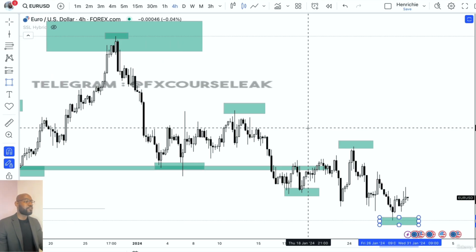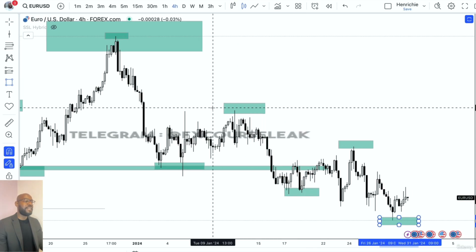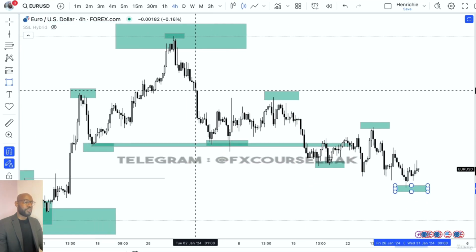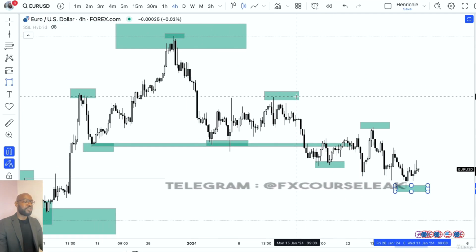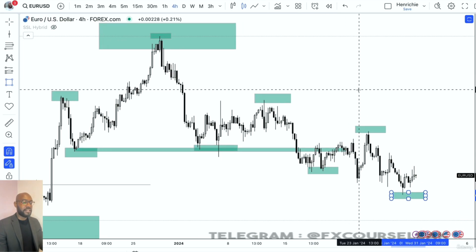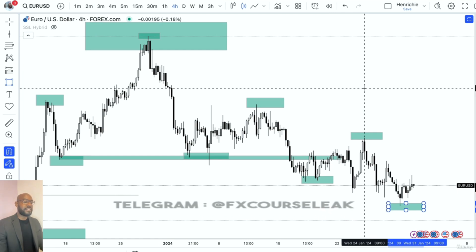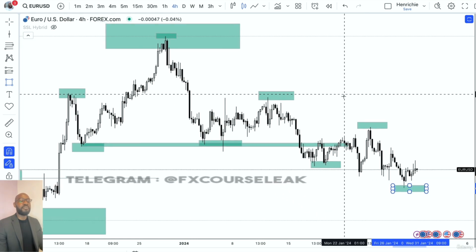Even though the overall market structure could be bullish or bearish, you can use this understanding of the intraday structures to know where the market structure is going to go for the day and where to take your trades and where to exit your trades. So in the next video, I'm going to go more in depth for your understanding of how to trade using price action.